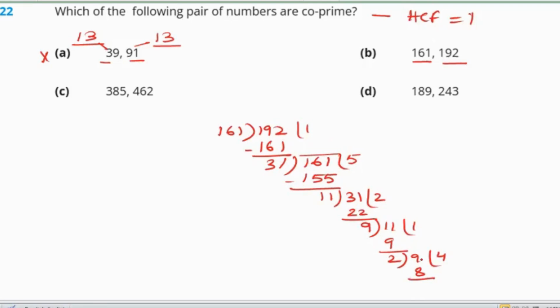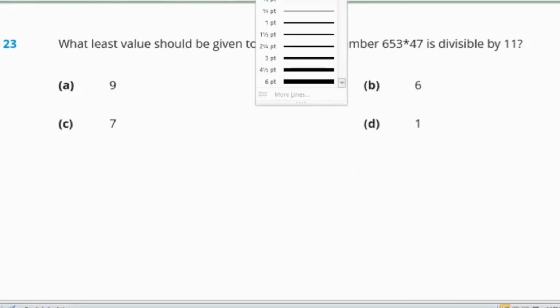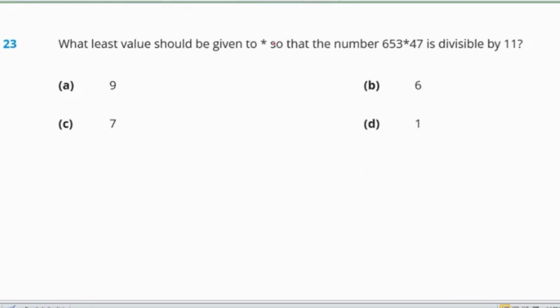And if we give division, we are getting 1 and 2 times we can give the whole division. So the HCF we are getting over here is 1 only. Their HCF we are getting is 1. So that's why option B is our correct answer. Understood? Next.